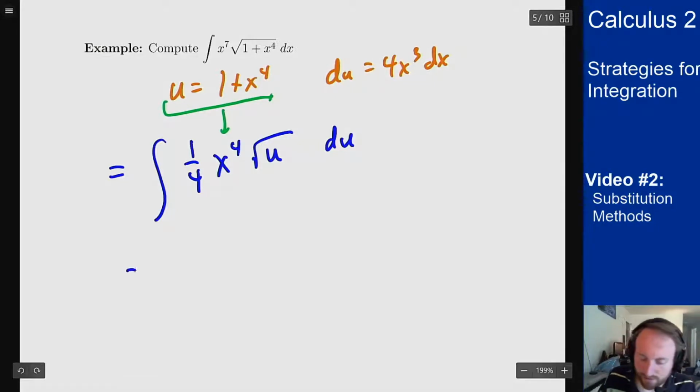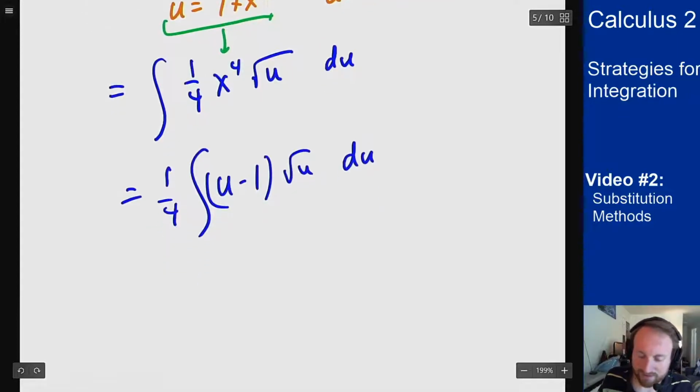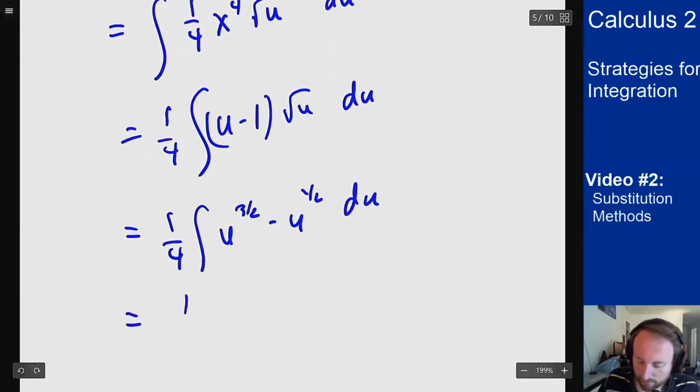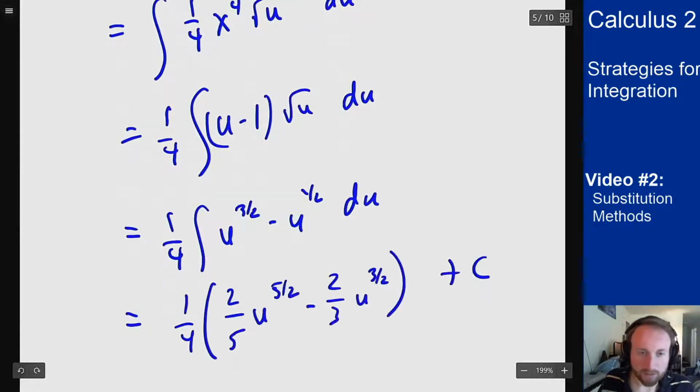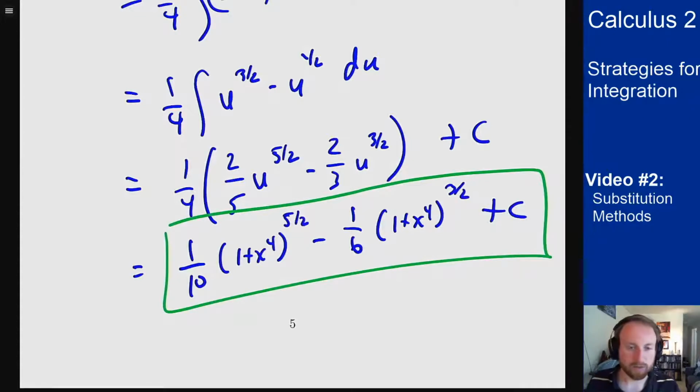This becomes a 1/4 integral of u minus 1 times the square root of u du. And then I can solve out to integrate this out. I can distribute the square root of u, which I can then integrate, and then plug in my u, which is 1 plus x to the 4th, to get that antiderivative. That's what we get for that one there.